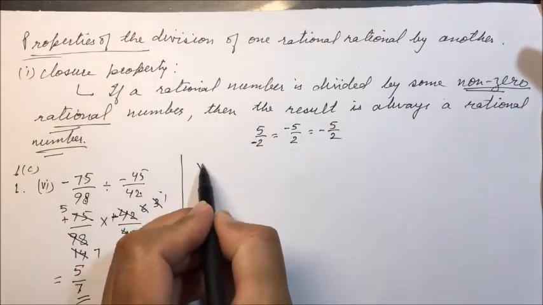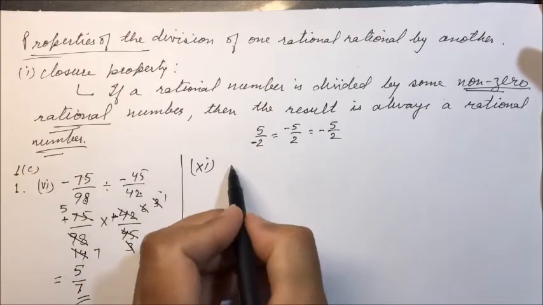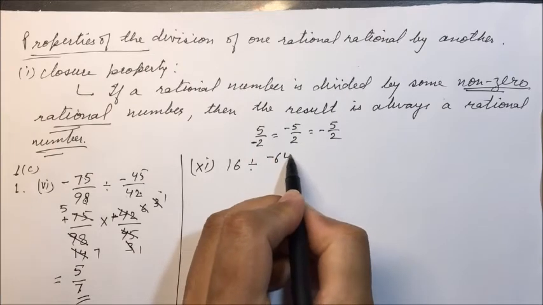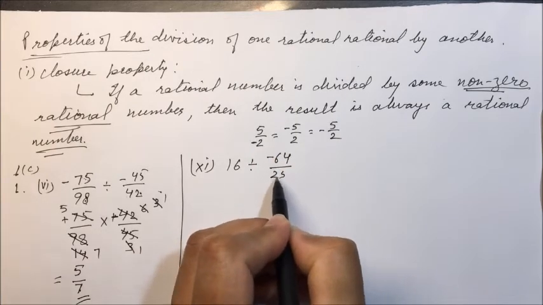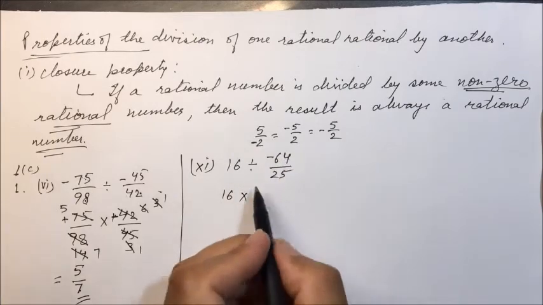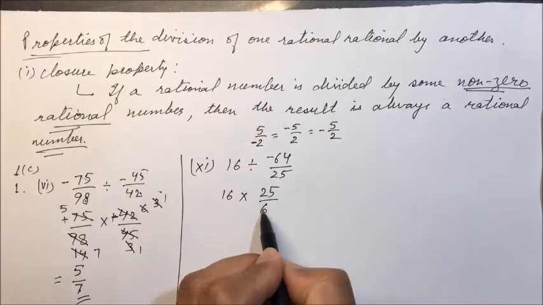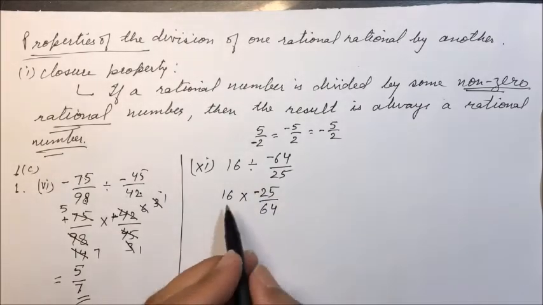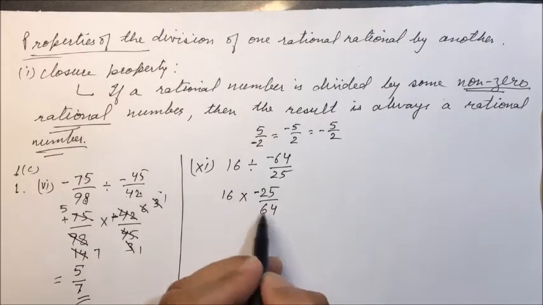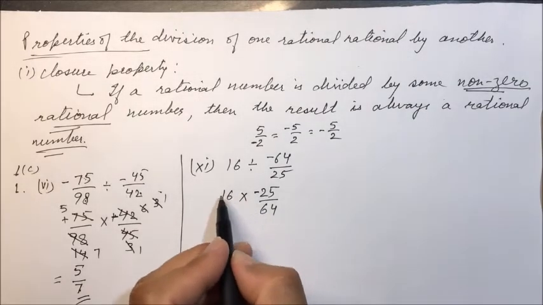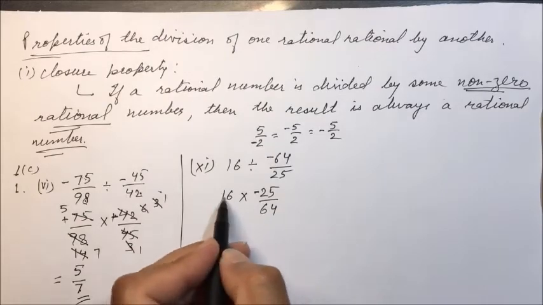I am taking the 11th. So 16 divided by minus 64 divided by 25. 16 into, take the reciprocal of this one, 25 upon 64. Minus sign, let's put it in the numerator. Now we can cancel them. So with 8, or 16 as well, we can say.